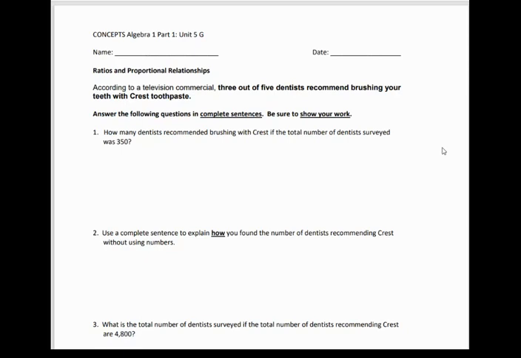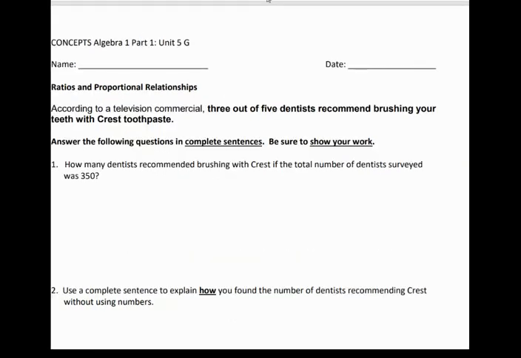So let's talk about 5G and let's go through most of this together. So this problem says, according to a television commercial, 3 out of 5 dentists recommend brushing your teeth with Crest toothpaste. Okay, so it's being specific, not just brushing your teeth, but with Crest toothpaste. The first question says, how many dentists recommend brushing with Crest if the total dentists surveyed was 350?